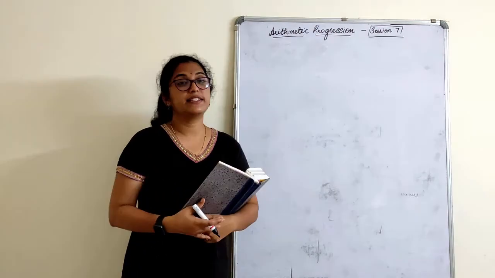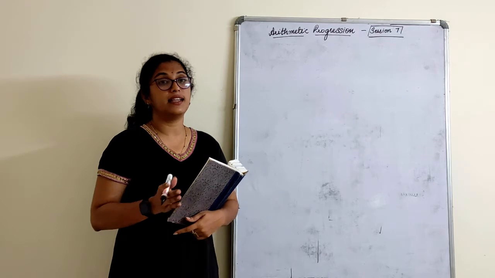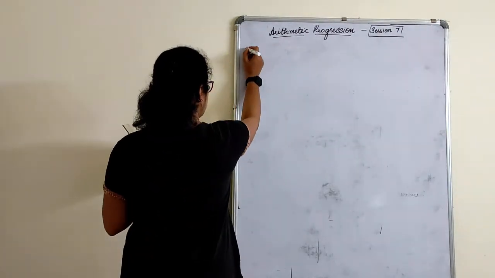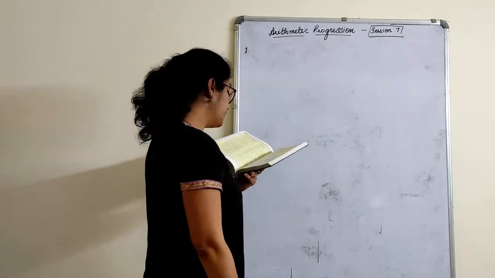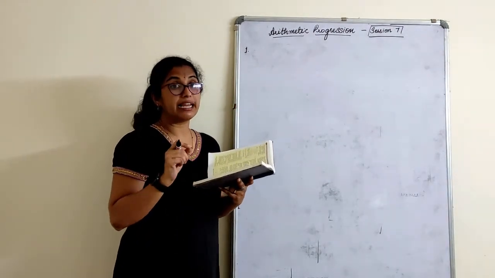Good morning. We will start session 7 on the chapter Arithmetic Progression, and this is the last session of this chapter. We will start with today's optional exercise. So the first one: which term of the AP is the first negative term?